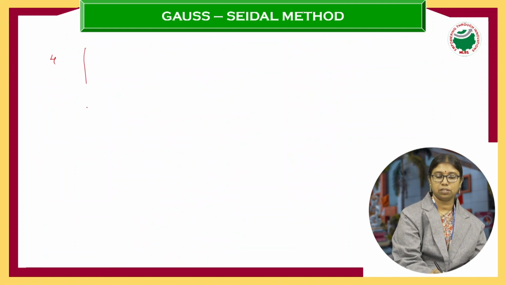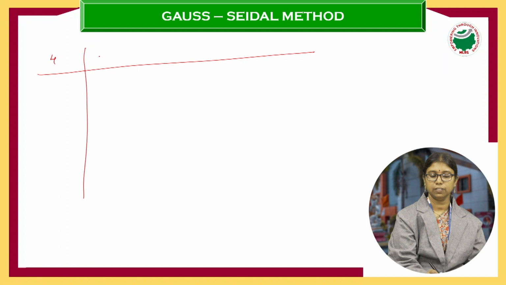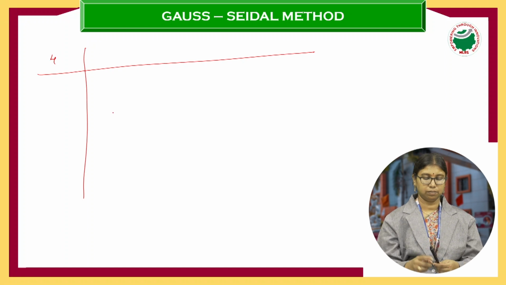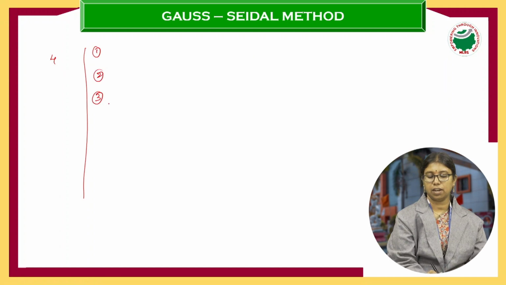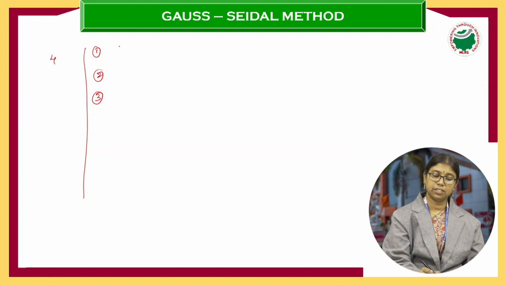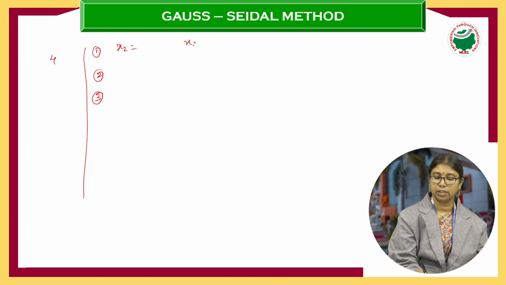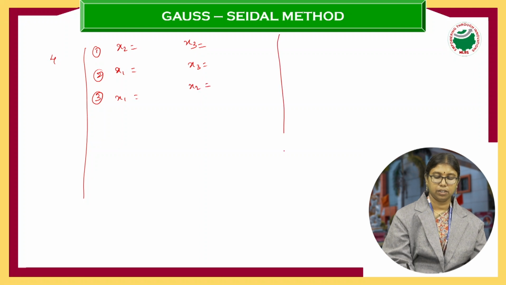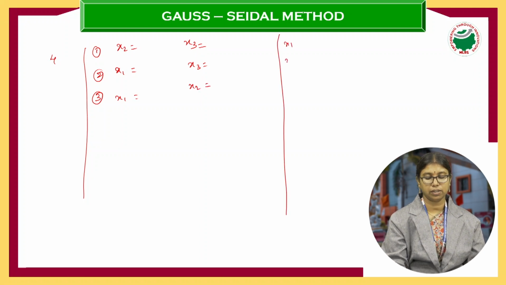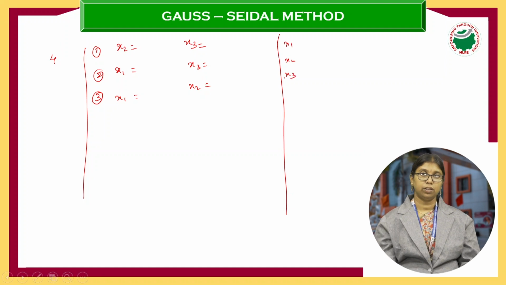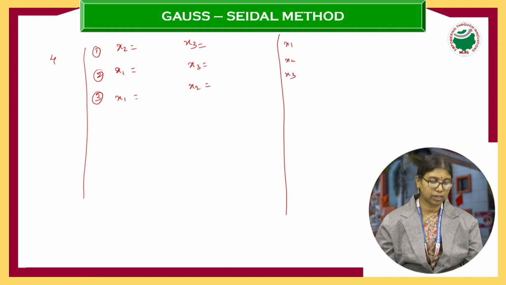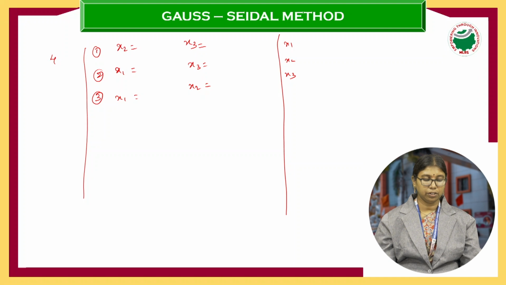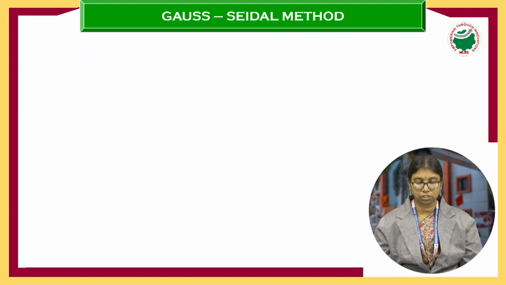So your fourth approximation is, take equation numbers. First equation, second equation, third equation. The substitutions for first equation are x2, x3. For second equation, x1, x3. For the third equation, x1, x2. Then here you will get the solution x1, x2, x3. So again press upper arrow 2 times. And here you have to enter the latest values of x2, x3.